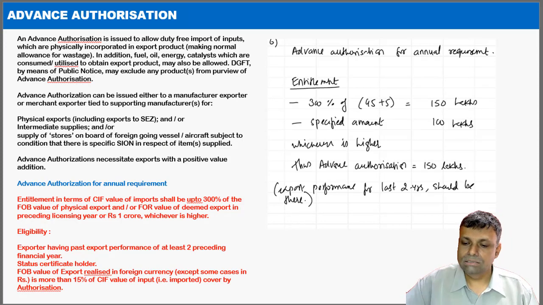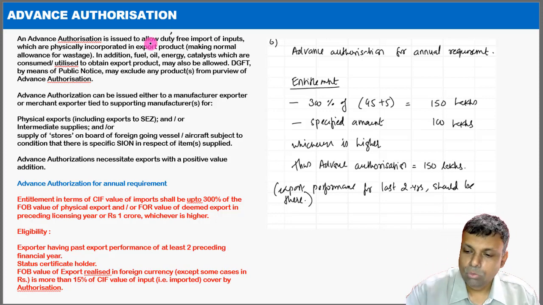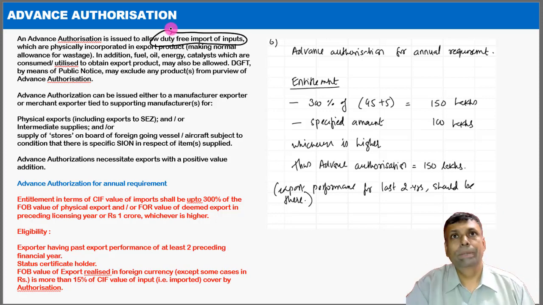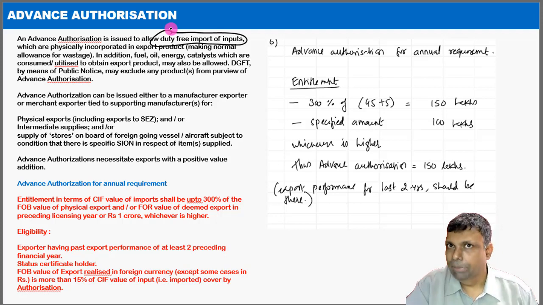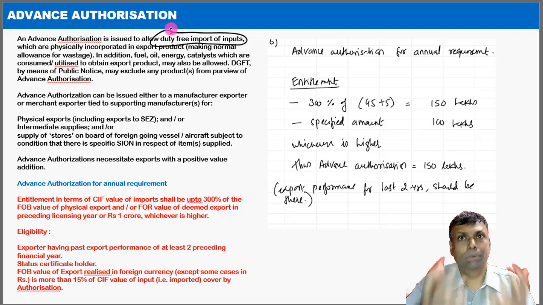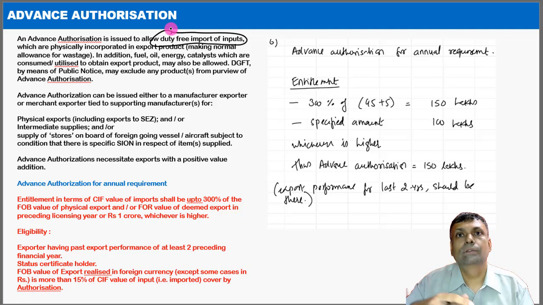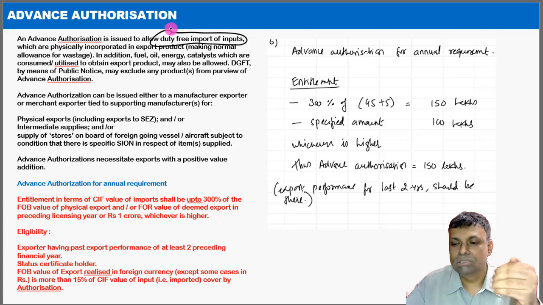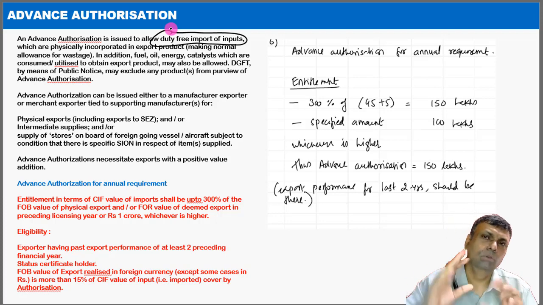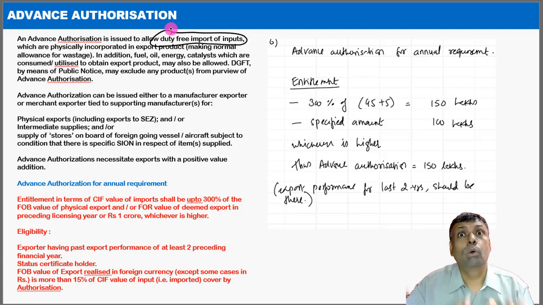Okay. The next scheme is the advance authorization scheme. The advance authorization scheme is basically where you get duty-free imports. I repeat, you get duty-free inputs as an annual authorization. That means you will get an annual limit once you are an export performer, and to that extent you can bring imports which are duty free, and that is a benefit which you call an advance authorization. Okay. Some people also call it a license authorization, but anyway, we'll use the technical name only. We'll say that this is advance authorization.